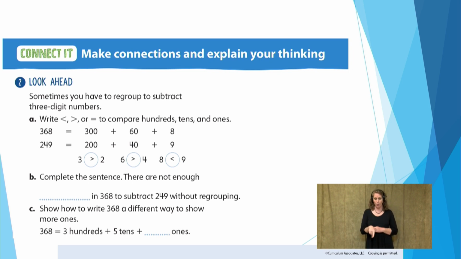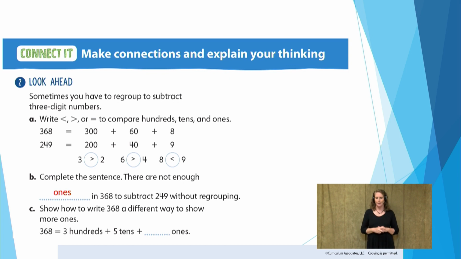So what are there not enough of? It says there are not enough blank in 368 to subtract 249 without regrouping. Well, where is the 8 and the 9? What place value? It's in the ones place. So there are not enough ones in that number to take away 249 without regrouping. So we're going to show how to write 368 a different way to show more ones because we need more ones to be able to regroup.